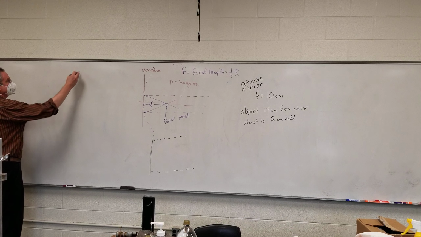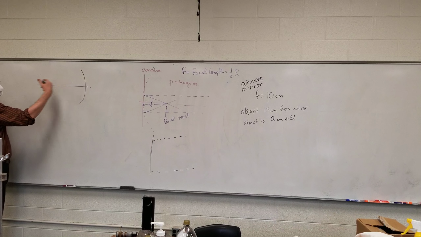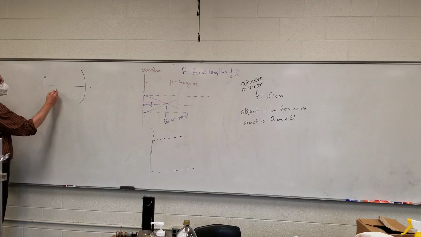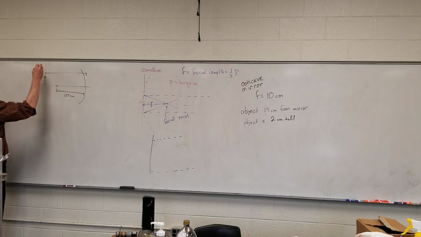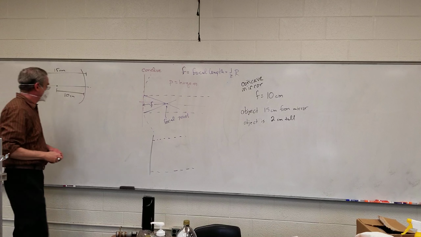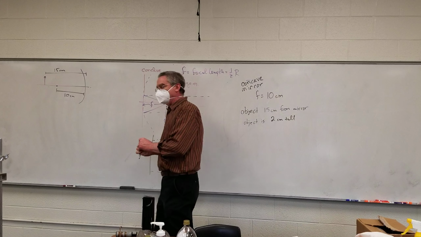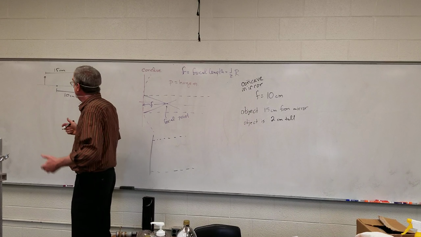And typically, I don't know why textbooks do this, they have the mirror facing the other way from the way I did my derivation. So there's my object. There is my focal length, so that distance there is 10 centimeters. This distance here is 15 centimeters. So doing the plug and chug first, and then we'll talk about trying to actually see if we can do this with drawing it.